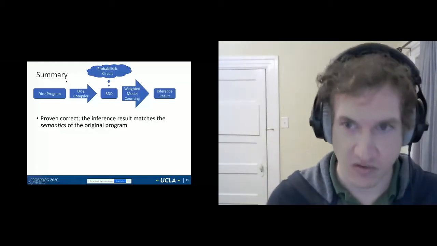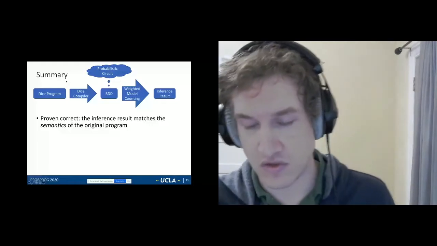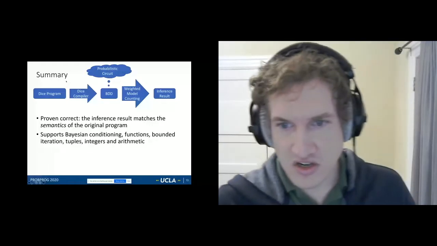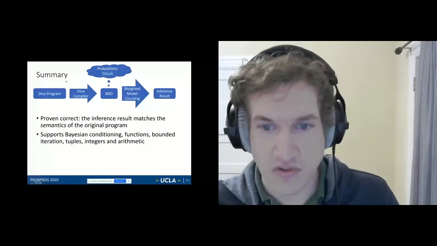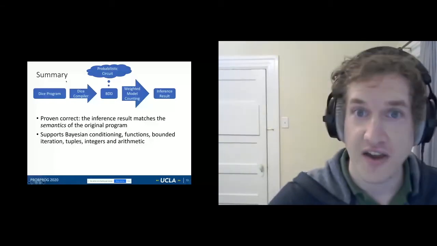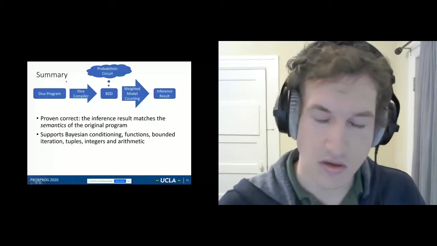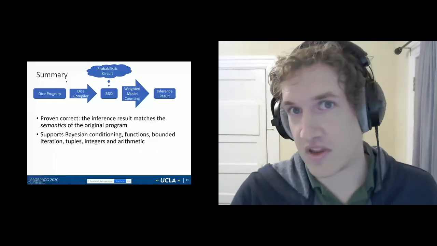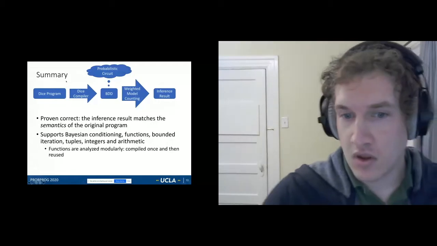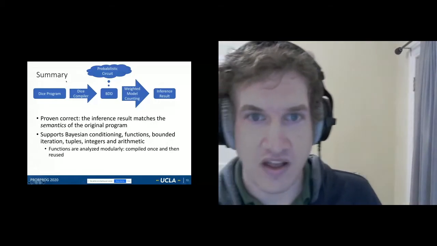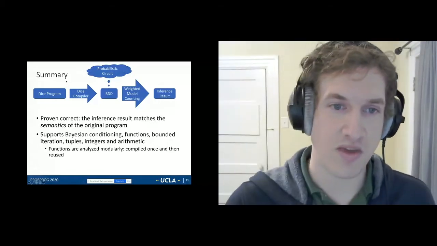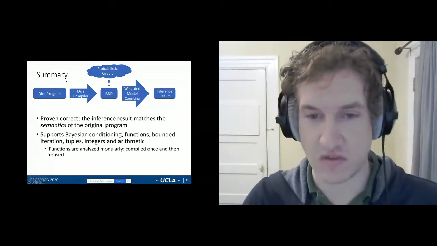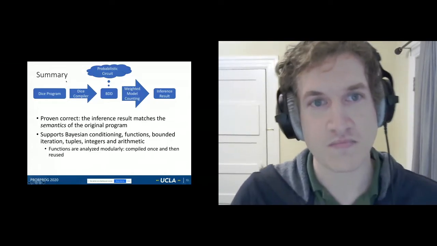We gave a semantics to Dice programs, and we show that the inference result that you eventually get is going to match that semantics. So it supports Bayesian conditioning, functions, bounded iteration, tuples, integers, and arithmetic. So these are all finite programs. You're not going to be able to do loops that terminate with probability 1, for example. So that's one of the key limitations of Dice. We analyze functions modularly. So that's a nice feature of Dice. If you call the same function many times, it won't compile it repeatedly. It'll compile it once and reuse that result, which can yield some pretty significant benefits in performance.